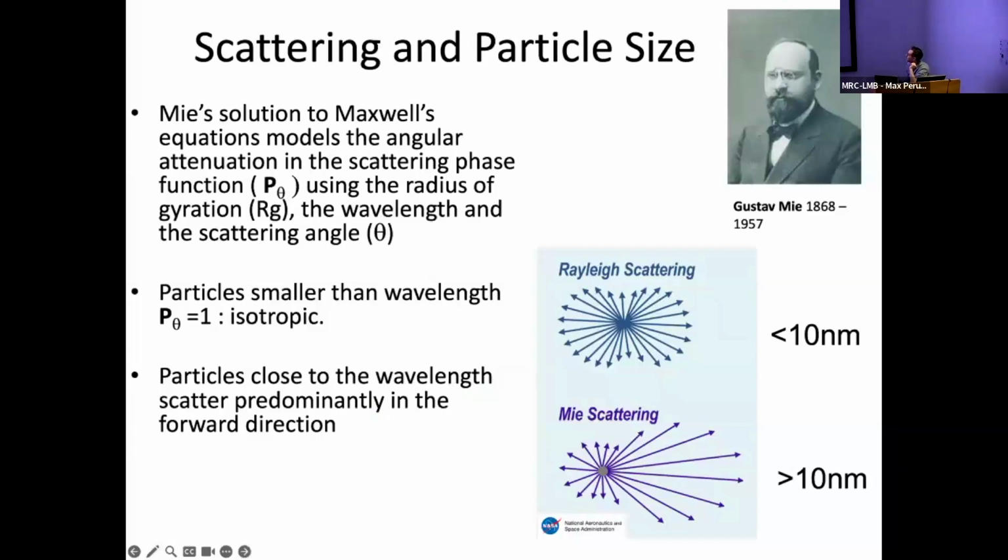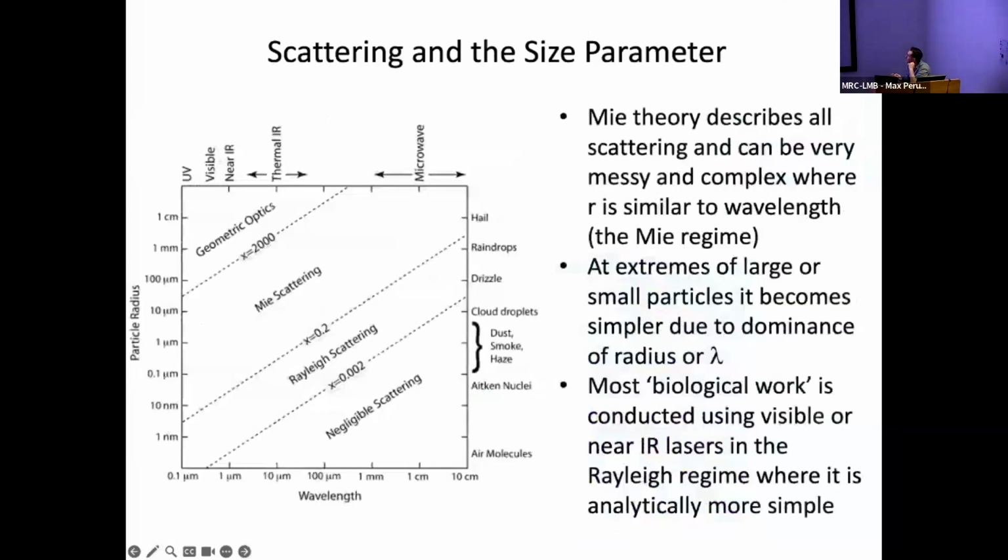So Mie theory describes all scattering, but it is complex. The mathematics behind it are complex, but at the extremes, with large or small particles, it becomes simpler because of the dominant radius relative to the wavelength. And this is the bit where we're here. So most biological measurements are carried out here, in this highly scattering regime.